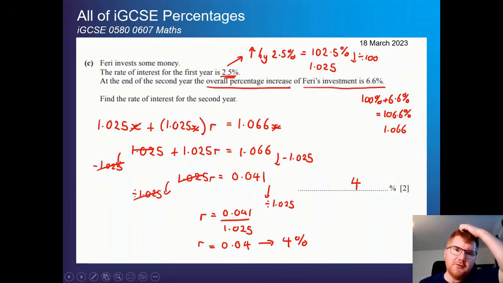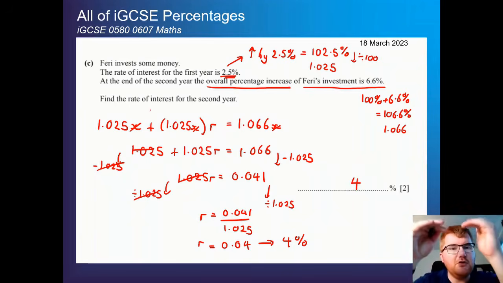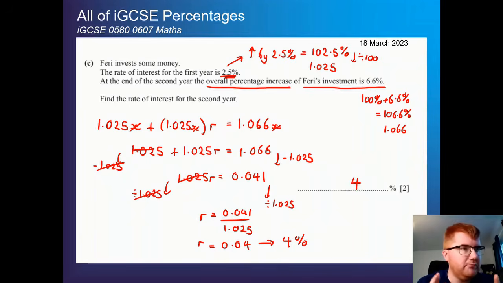So the way to approach this question is, for anything that you don't know, just put a variable, in this case x, and then by constructing the situation read from the question, this problem-solving technique, then you can find a method that works for you, which then gets through to the right answer of 4%.